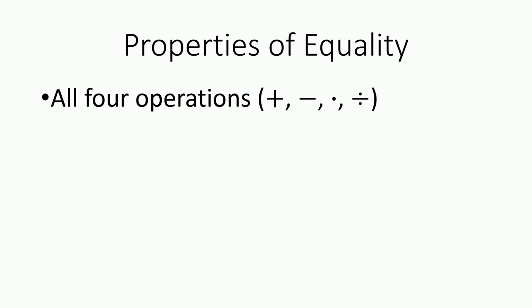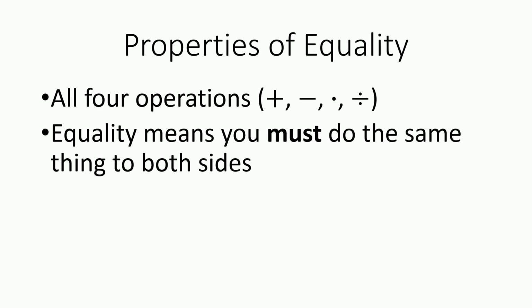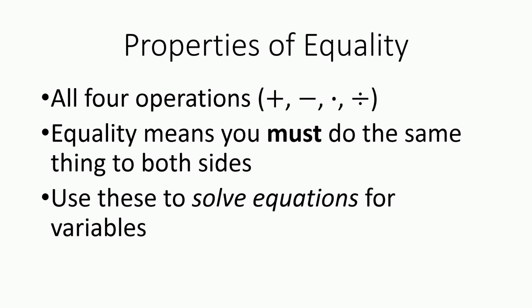And what the properties of equality mean is that you always must do the same thing to both sides of an equation. So when we look at the equal sign, that's kind of a dividing mark, and on each side of that we always do the same thing, and it has to be exactly the same thing, the same operation with the same term. And like I said, we use these to solve equations for variables, and that's what we're doing here in Unit 2 and on Standard 2.1.